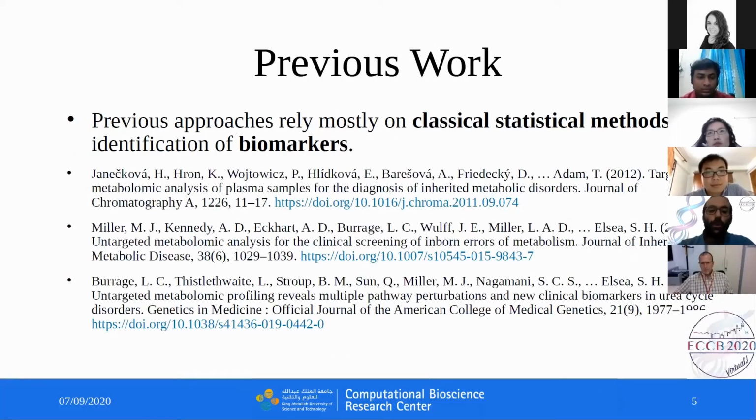So in previous works, most of the works are focused on targeted screenings, so the use of biomarkers. There are also works that are focused on untargeted screening, meaning that they use classical statistical methods to find alterations in the metabolites to diagnose a metabolic disease. And also many studies are focused on the discovery of new biomarkers.